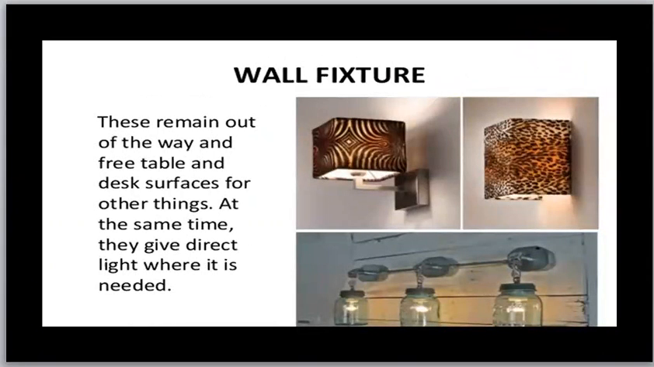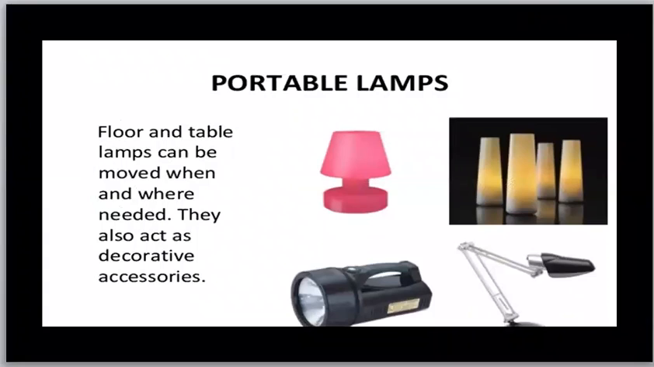Wall fixtures. These remain out of the way and free table and desk surfaces for other things. At the same time, they give direct light where it is needed. Portable lamps. Floor and table lamps can be moved when and where needed. They also act as decorative accessories.